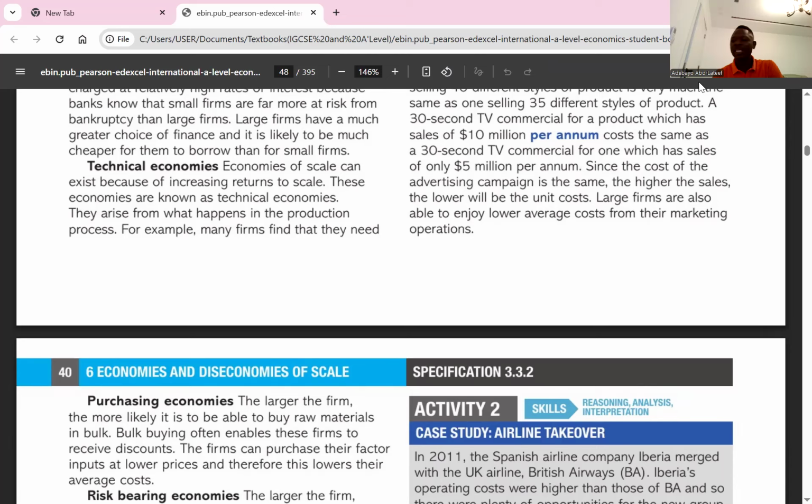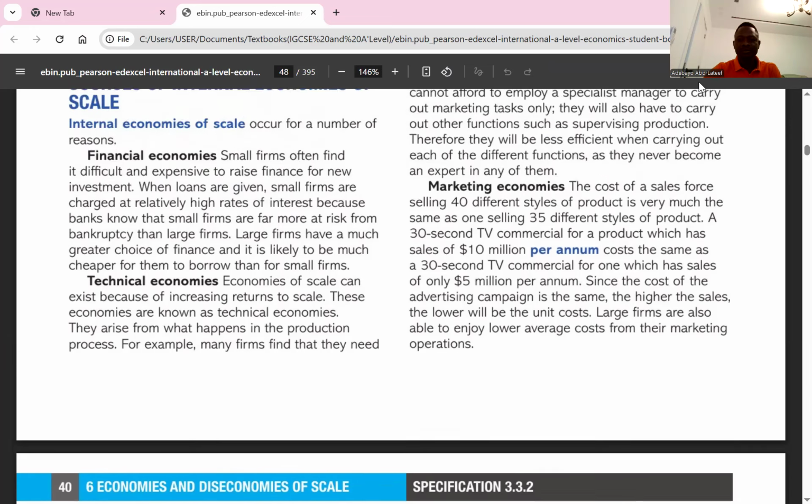Do you understand managerial economies of scale here? Yeah. The ability of a large firm to be able to attract specialist managers to run their operations, which will bring about efficiency. Any question about managerial economies? No. The next one is marketing.